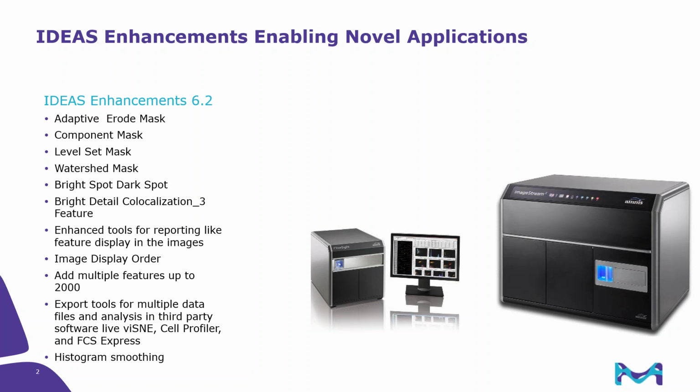We've enhanced some of the reporting tools, such as including the feature value with the imagery when you copy out your images, as well as changing the display order. So you can now order the images by a feature value, or you can order them by number. IDEAS enables up to 2,000 features, and our export tools have been enhanced where you can do multiple FCS data file export right from IDEAS to facilitate working in third-party software. We also now have histogram smoothing.